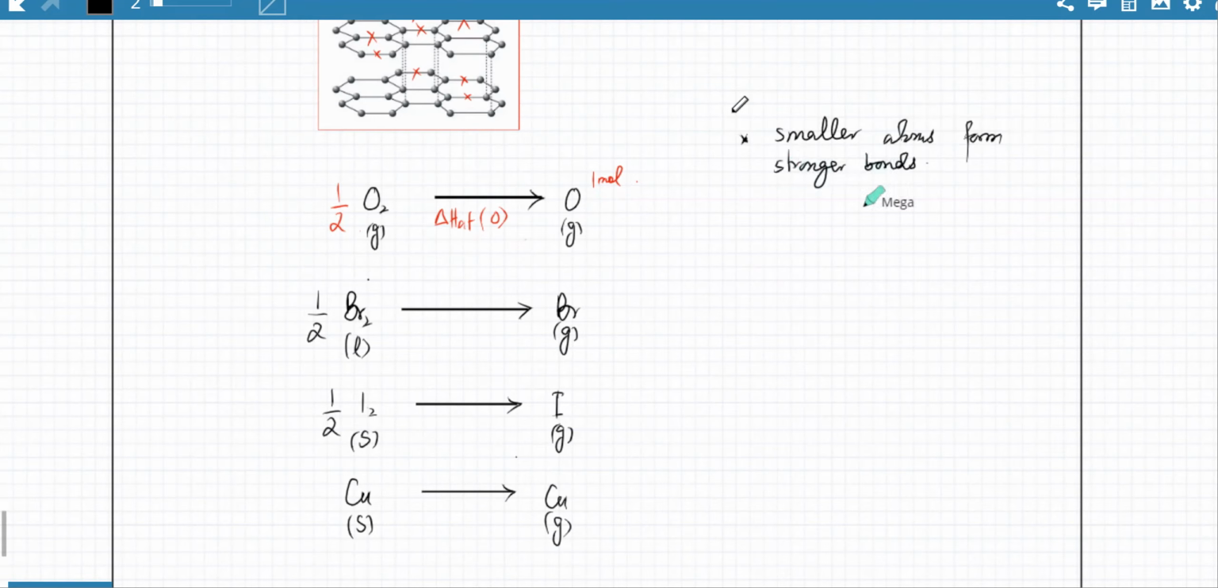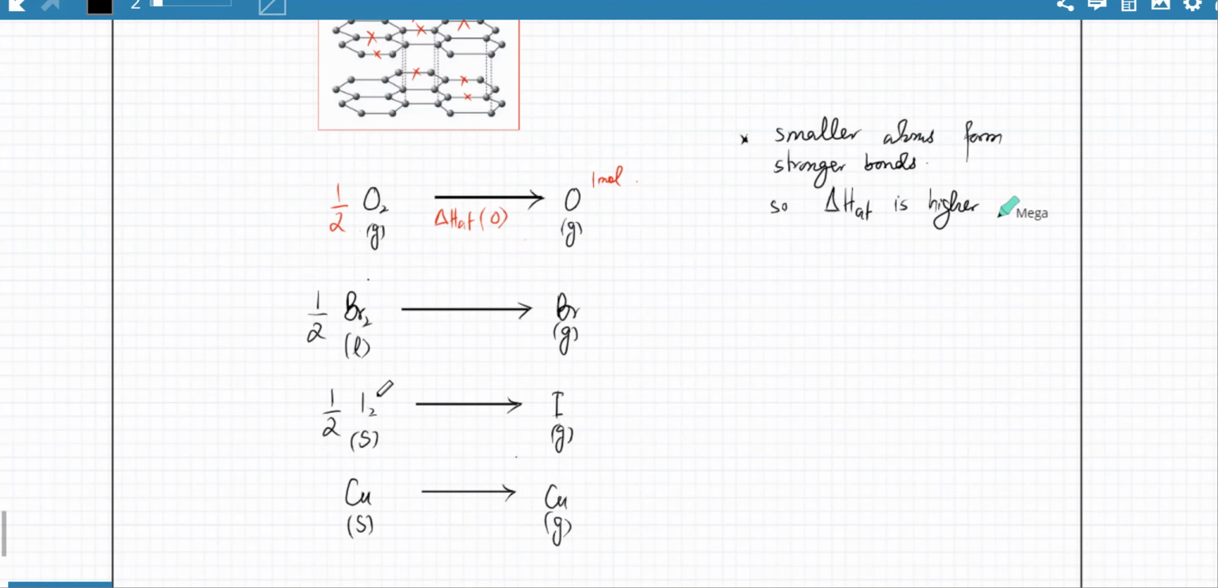They form stronger bonds, which are harder to break. So the enthalpy change of atomization is higher. You would need more energy to break bonds if the substance that you're talking about has small atoms. So I guess for iodine it would be kind of easy, because iodine is a very big atom, so the bonds are going to be very, very weak.